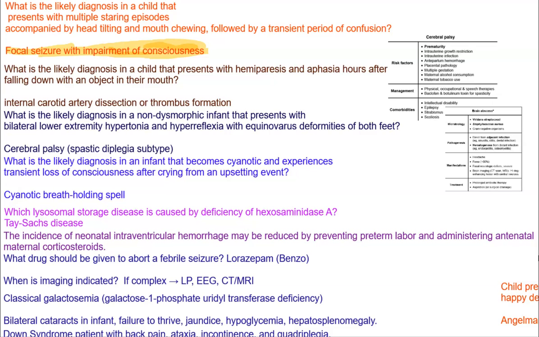And so let's go back to cerebral palsy. I have a chart here. Risk factors for cerebral palsy are going to be prematurity. That's the most important one to note. The rest you can know if you want to, but definitely know prematurity. Intrauterine growth restriction, intrauterine infection, antepartum hemorrhage, placental pathology, multiple gestation, maternal alcohol consumption, maternal tobacco use. Management is going to be physical, occupational, and speech therapies, baclofen and botulinum toxin for spasticity. Comorbidities include epilepsy, strabismus, scoliosis, and intellectual disability.